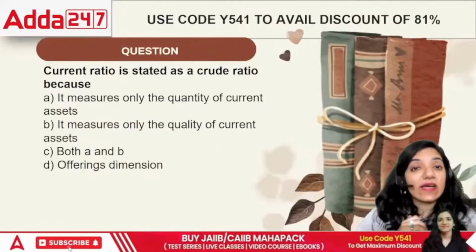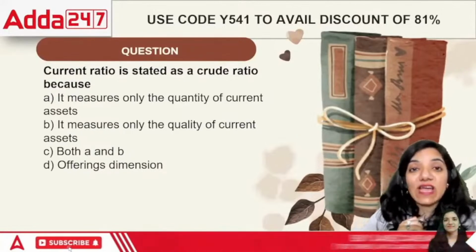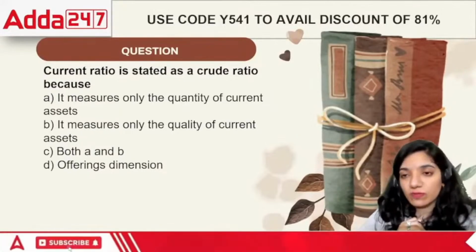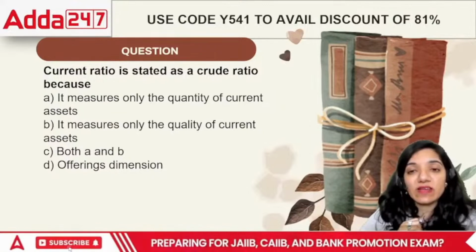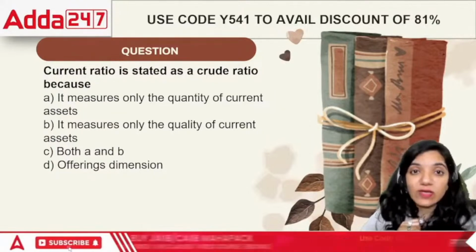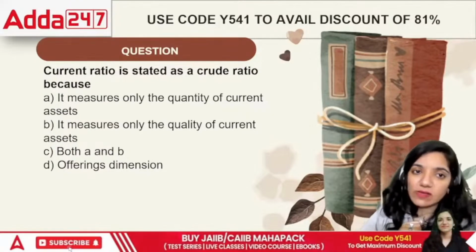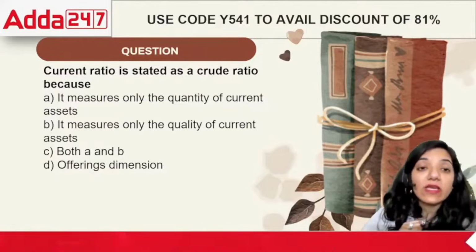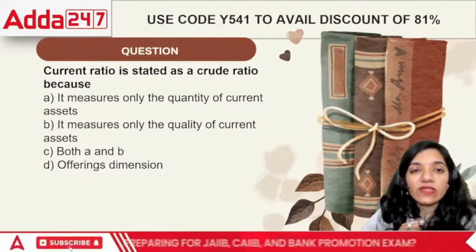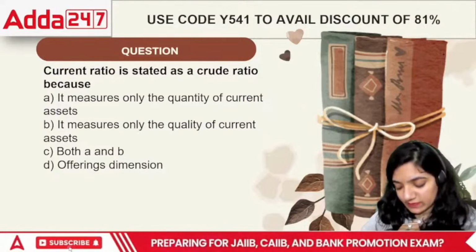Next point, the current ratio is stated as a crude ratio, because why do we specify the current ratio to be a crude ratio? It measures only quantity of current assets, it measures only the quality, both A and B, or none of the above.